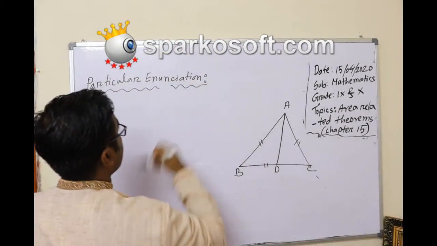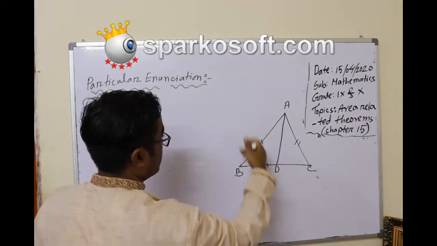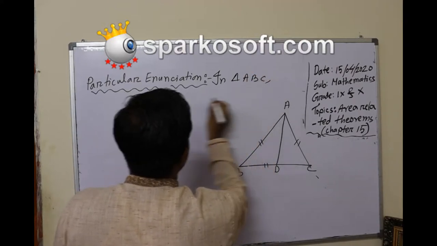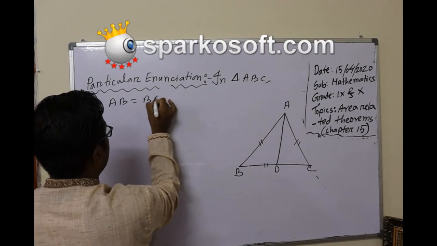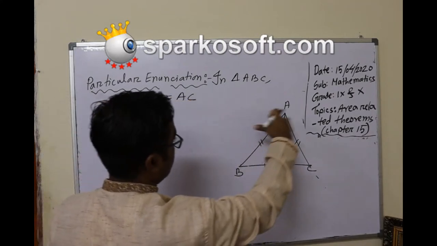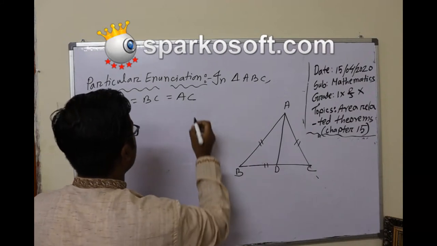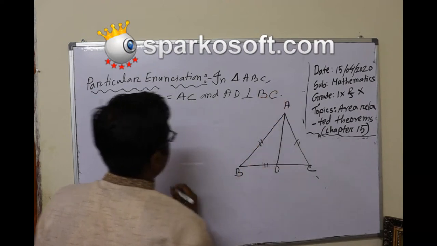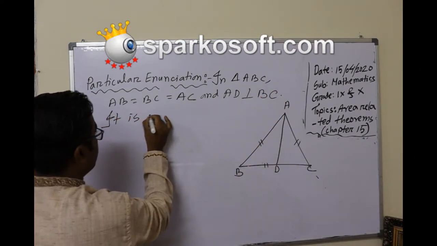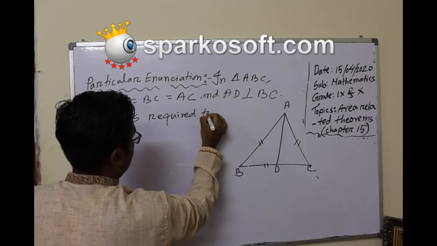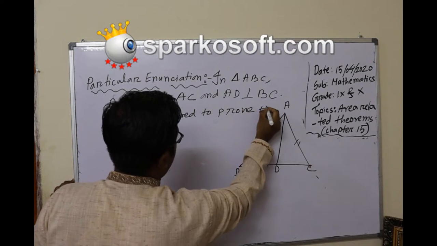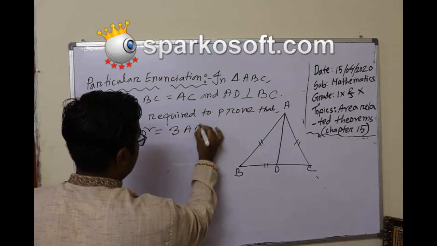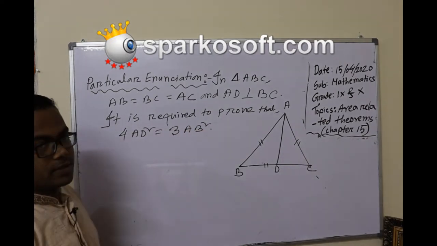Let's come to the point. So, in triangle ABC, AB equal BC equal what? AC. Being this one is equilateral triangle, that's why all sides are equal. And AD is perpendicular to what? BC. It is required to prove that 4AD square equal 3AB square. Clear? Particular enunciation, this one is over.